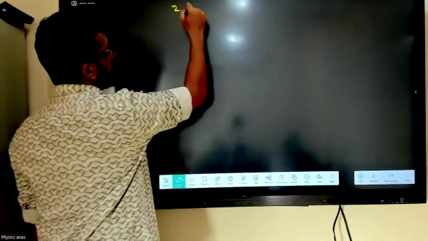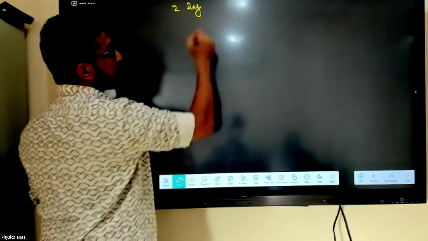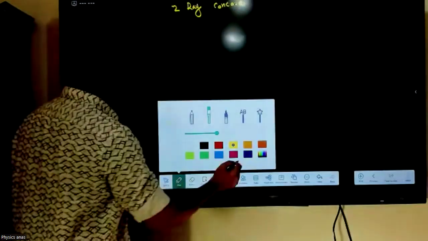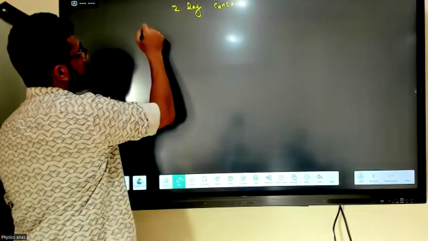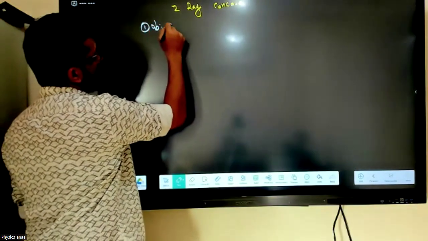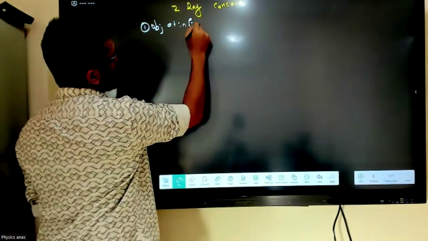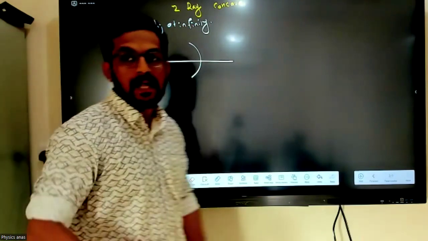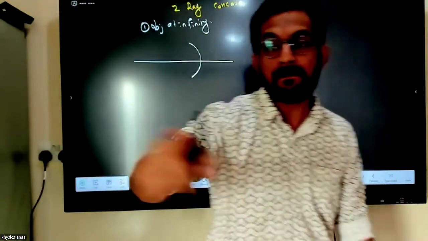figures, two ray diagrams for concave mirror. What is the first ray diagram for concave mirror? Object is at infinity. If the object is at infinity, the coming light rays will be parallel.